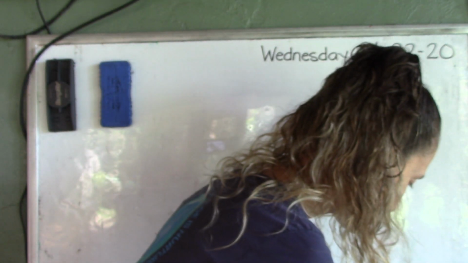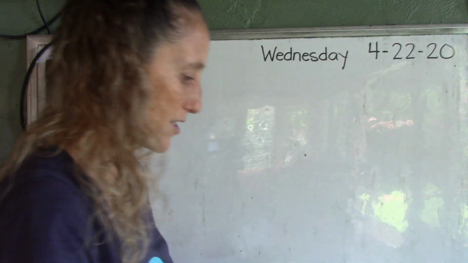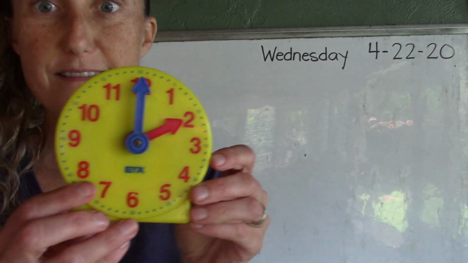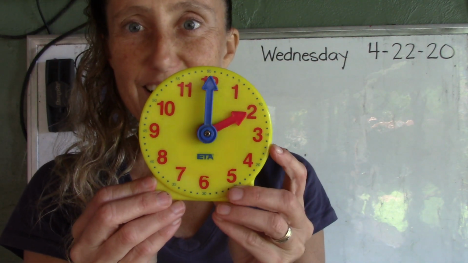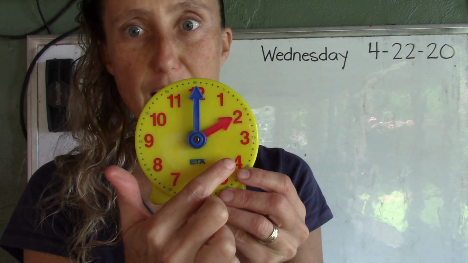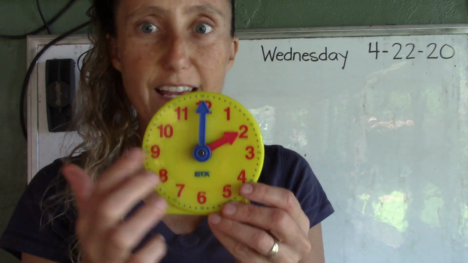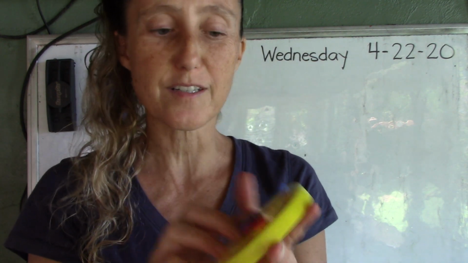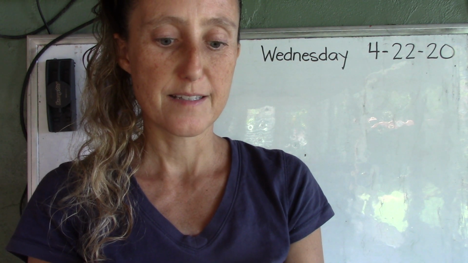Good job. All right, for our clock, let's start here. Let's start with the easy one. What time does this say? All right, good. So the little hand is pointing to the 2, and that's the hour hand. And the minute hand is pointing straight up, saying o'clock. It is 2 o'clock.